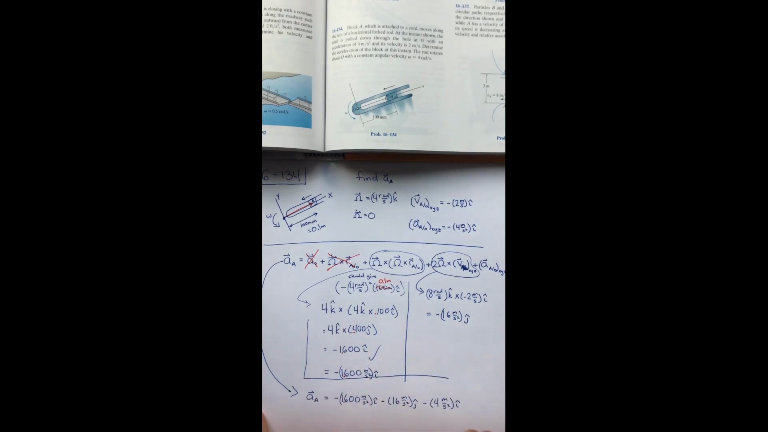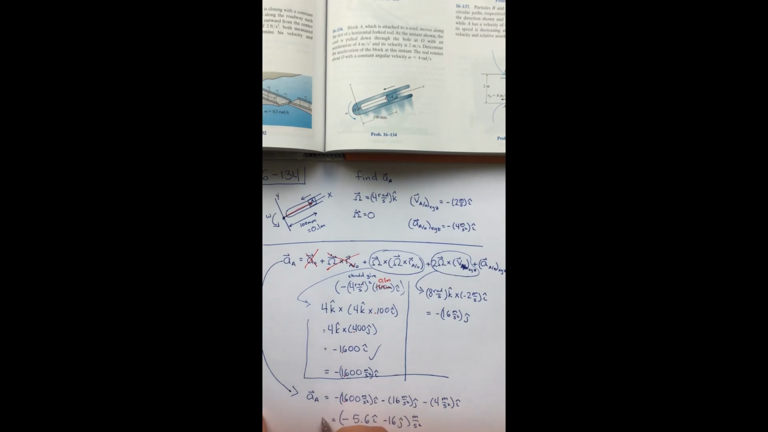So this is 1.6. Okay, now I can add the two i hat terms together, and I have minus 1.6 minus 4. That gives me minus 5.6. That's in the i hat direction. I'm going to put the units at the end. The units are meters per second squared, and the j hat term is negative 16.